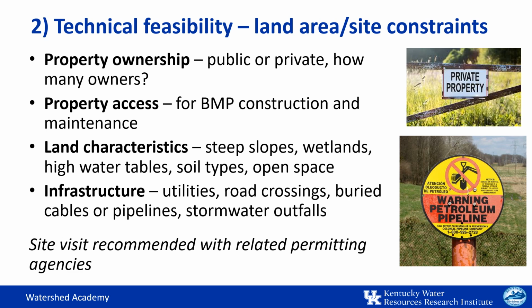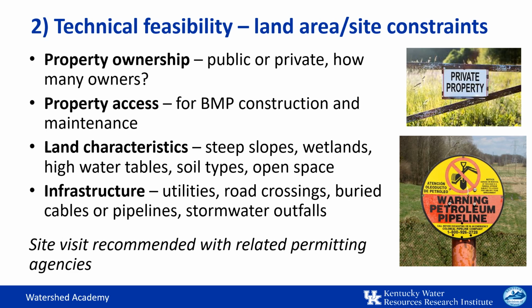Property access is another major consideration. Will you be able to freely and safely access the site for BMP construction and maintenance? If you're dealing with a private owner, you may need to obtain written consent in a legal document. Land characteristics relate to site access feasibility in that they may make it difficult or dangerous to access the chosen site. For instance, very wet areas may make construction unfeasible, causing more harm than good at the site. In contrast, large open areas may be more amenable to BMP installation.